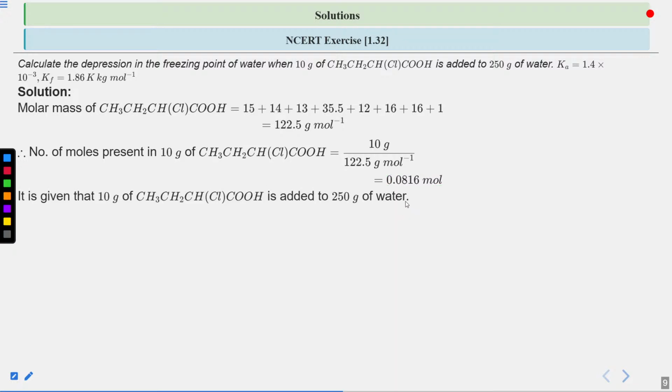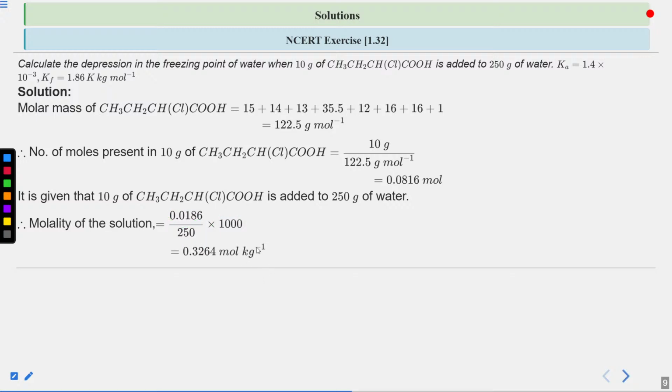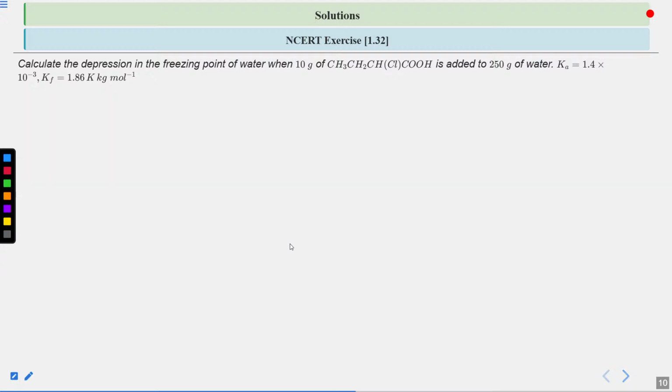Now it is being said here that this many moles of this compound are dissolved in 250 gram of water. Then we can calculate the molality also from here. So number of moles by the mass of the solvent in kg. To convert this 250 gram into kg, we have divided it by 1000. From this we can get the molality as 0.3264 mole per kg.